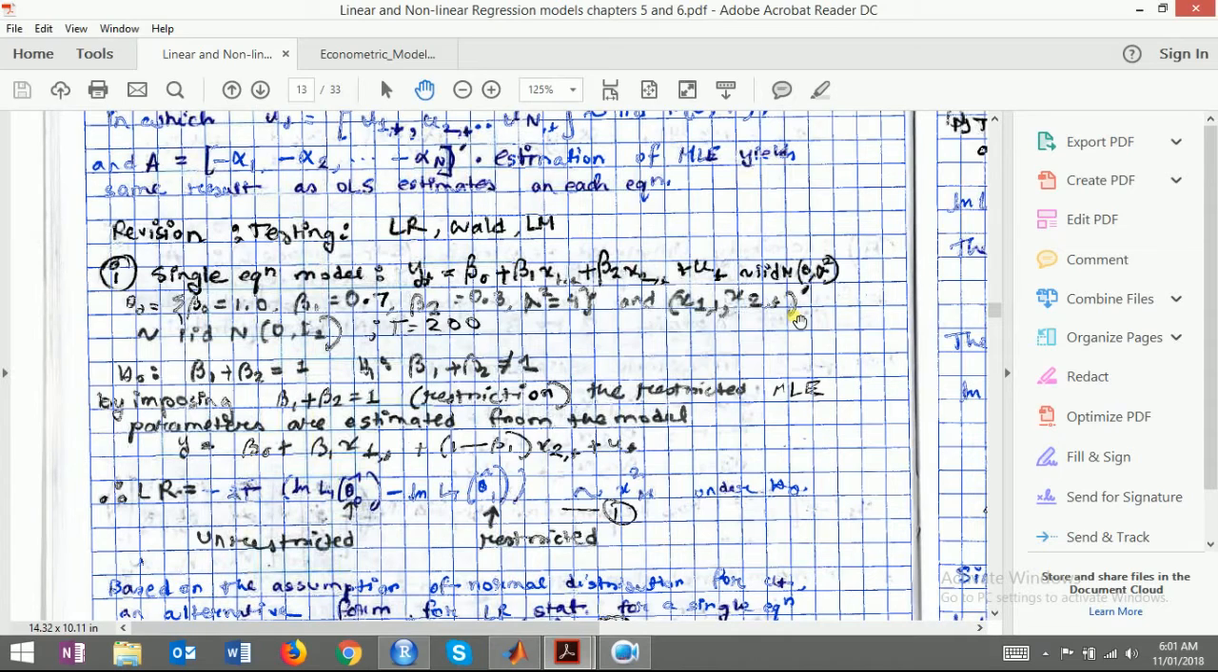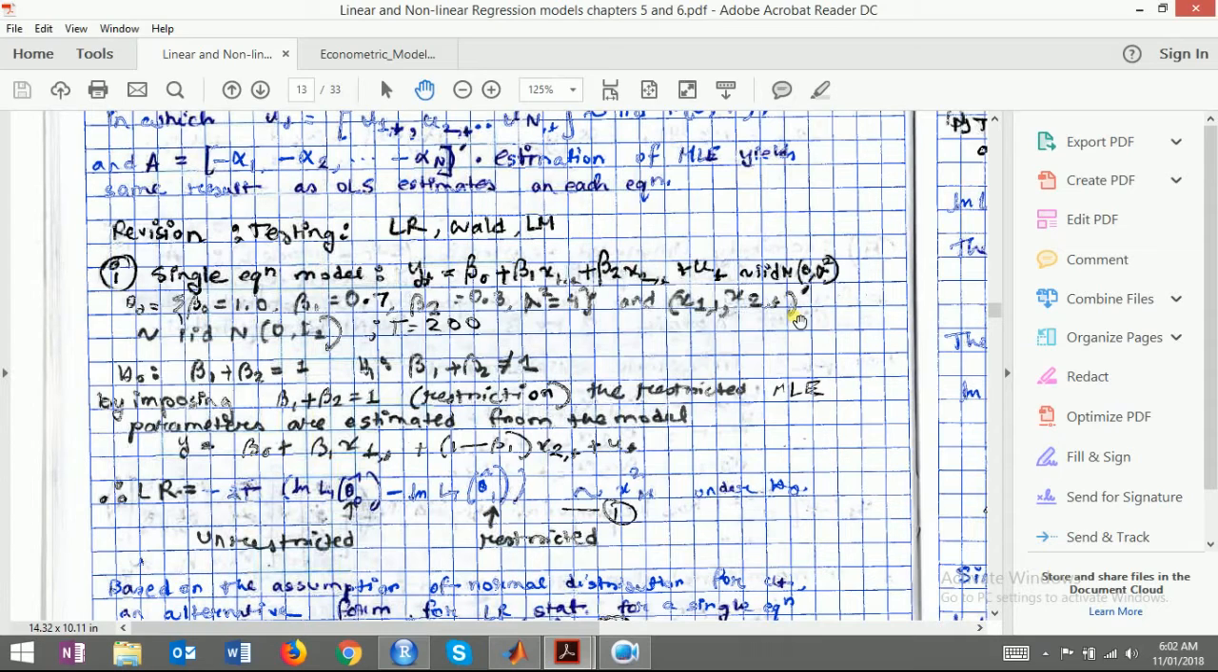By imposing the restriction beta 1 plus beta 2 equals 1, the restricted MLE parameters are estimated from the model: y equals beta naught plus beta 1 x1t plus, because with the restriction, 1 minus beta 1 x2t plus ut. The likelihood ratio test is now the unrestricted parameter minus the restricted parameter. We have already done that previously.